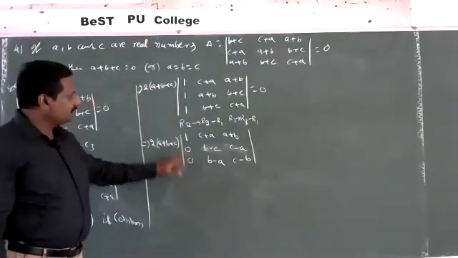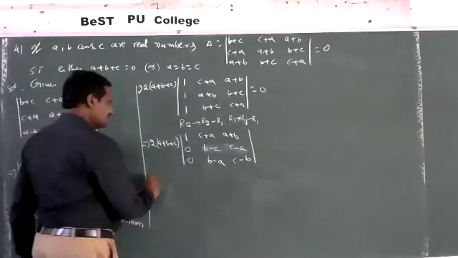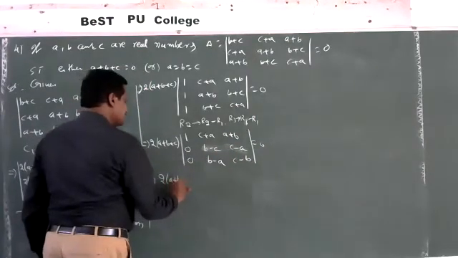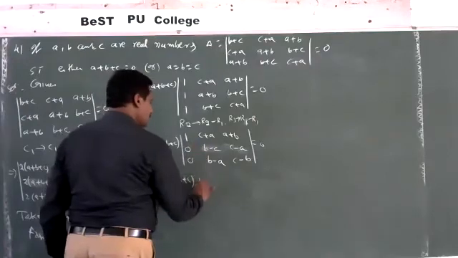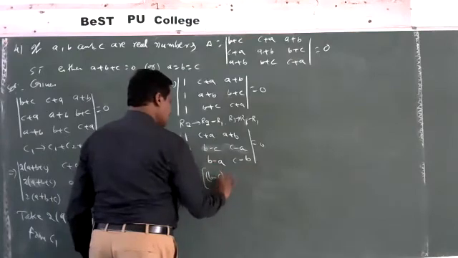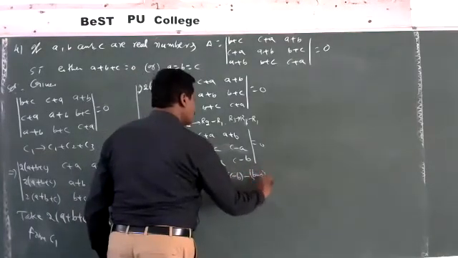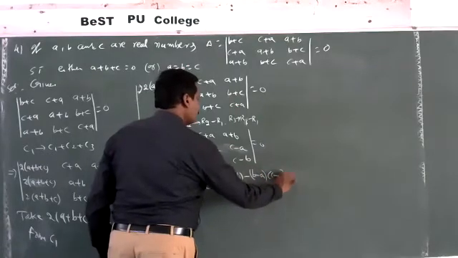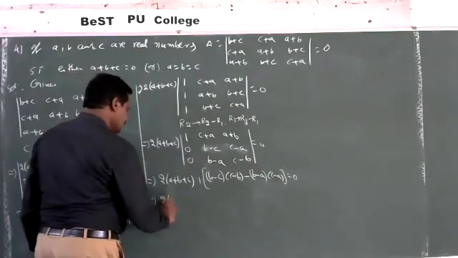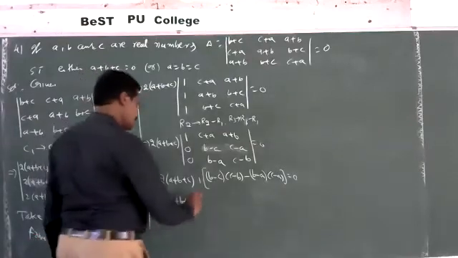Now here already two elements are 0, so expand the determinant using the first column. Then it is 2 into (a plus b plus c). Here if you expand 1 into leaving this row and column, it is (b minus c) into (c minus b) minus (b minus a) into (c minus a) equal to 0.